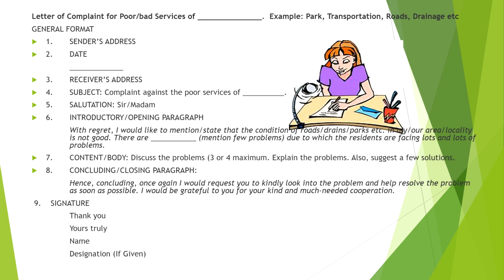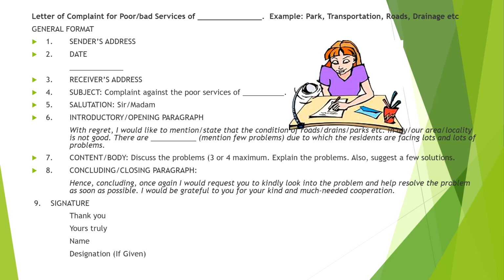Now, this dash will include the subject matter which is given in the question. For example, park, transportation, road, drainage, water supply, electricity supply, etc. Salutation will remain sir, madam. Usually, formal letters do not have the salutation of dear sir or dear madam. One doubt may come to you, ma'am, most of the books have dear sir or dear madam. Students, when we are formal, they don't have any dear. We write dear or respected out of respect, or the culture which we follow in India. But usually formal letters start only with sir or madam.